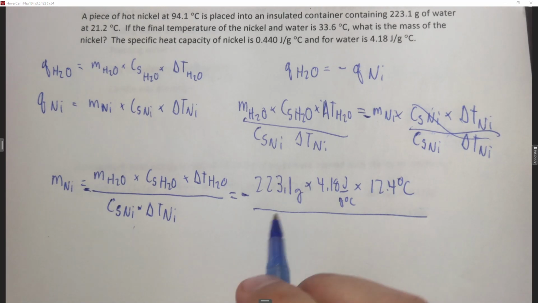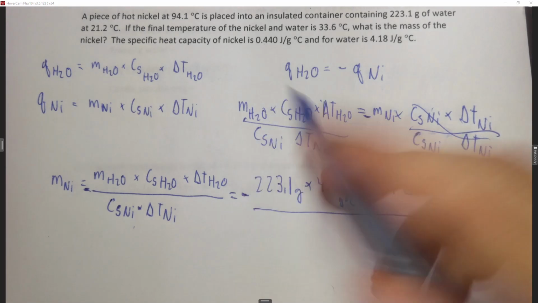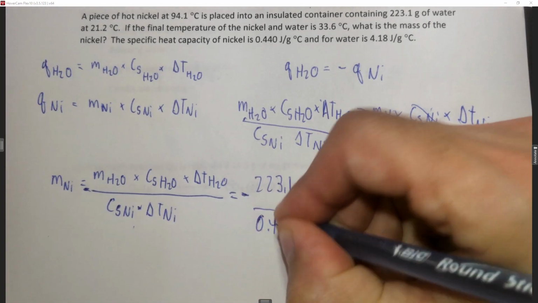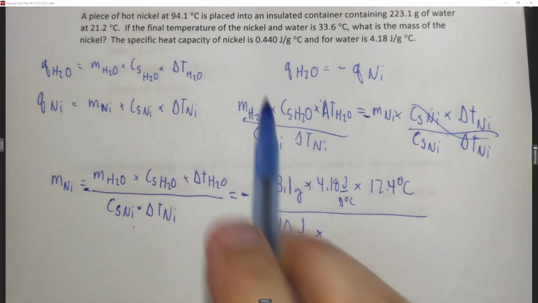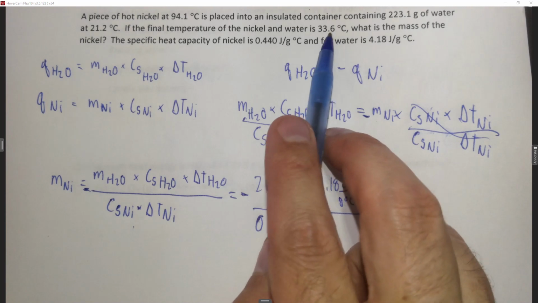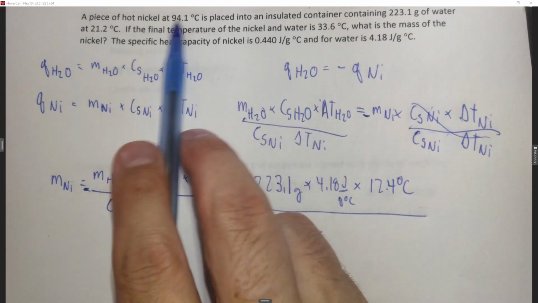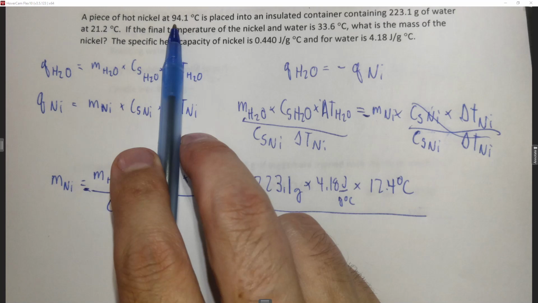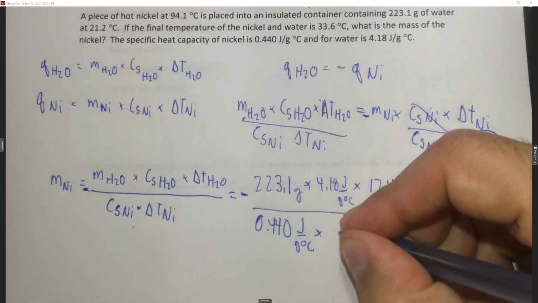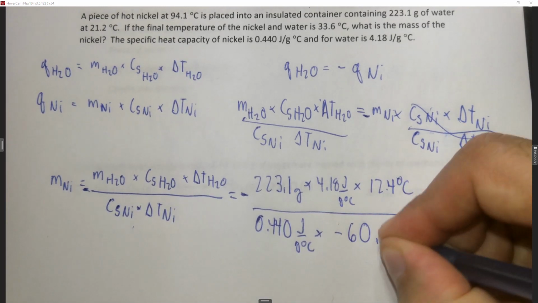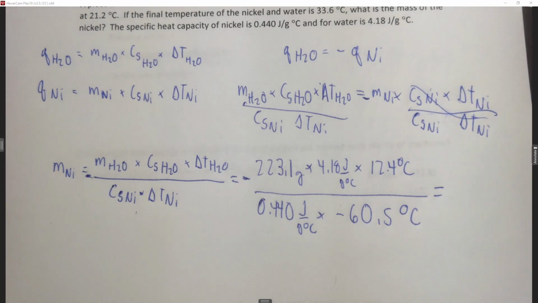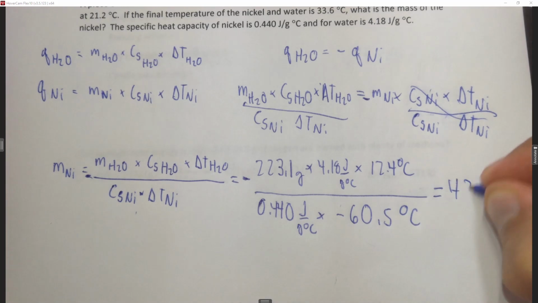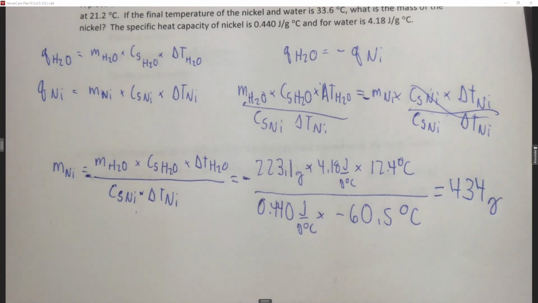Next, what we need to do is put in the c sub s of the nickel, which is given to us, 0.440 joules per gram degree C, times the change in temperature of the nickel, which is the final temperature, 33.6, minus the initial temperature, 94.1. And when you do that math, you get negative 60.5 degrees C. When you do all this math, you find that the mass of this nickel sample is 434 grams of nickel that was added to this flask.